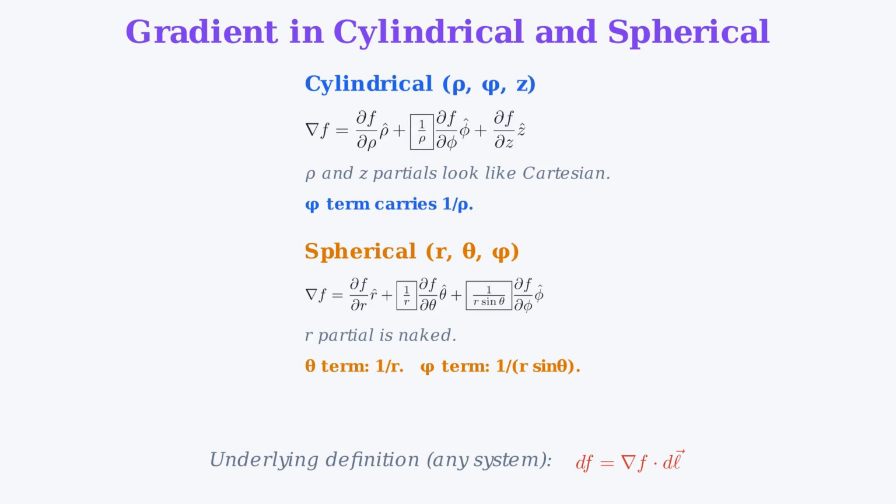2 practical points before we use them. First, the underlying definition has not changed. df equals nabla f dot dl in any coordinate system. The factors come from how dl is expressed in each system. Second, you must always include the factors, even if it looks like they cancel. We will see in the first example that the 1 over rho explicitly contributes a numerical factor. Leaving it out would give a wrong answer.